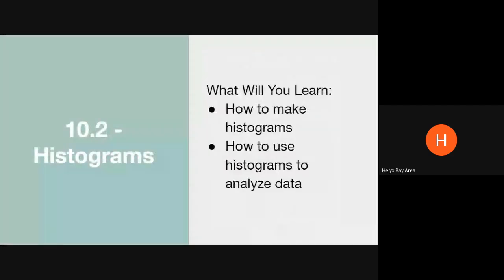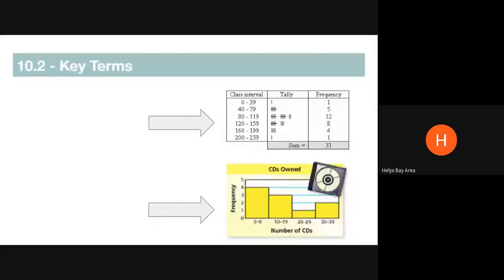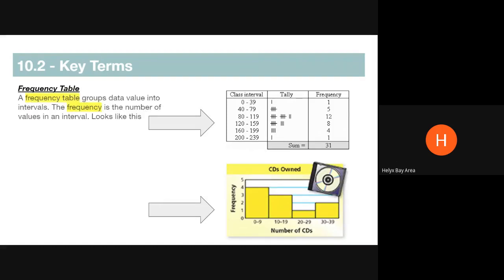Now we'll be going over histograms. Histograms are another way to analyze data. The key term when you're using histograms is frequency table. A frequency table groups data values into intervals. The frequency is the number of values in an interval. So it looks like this.